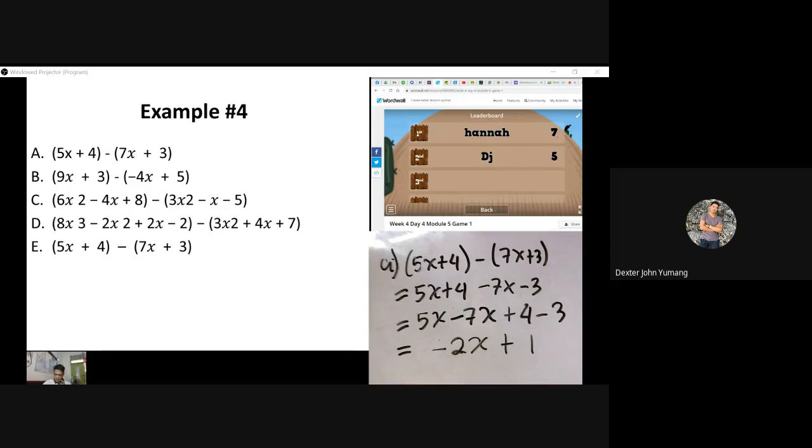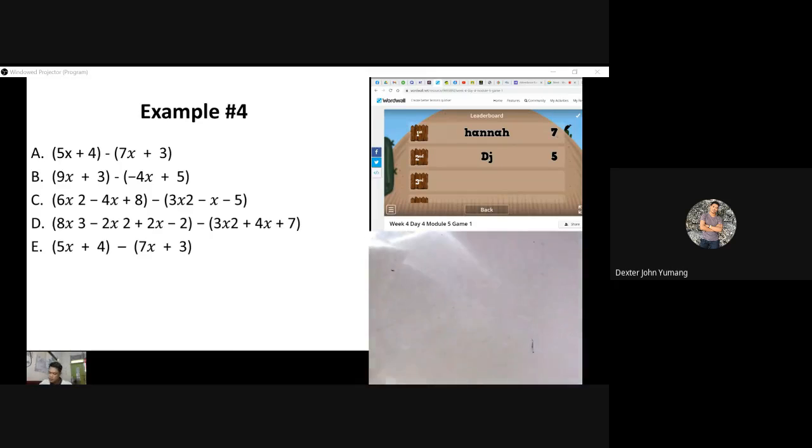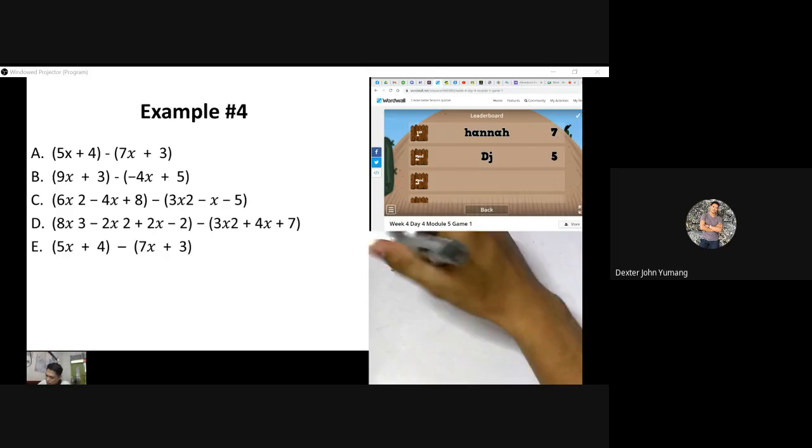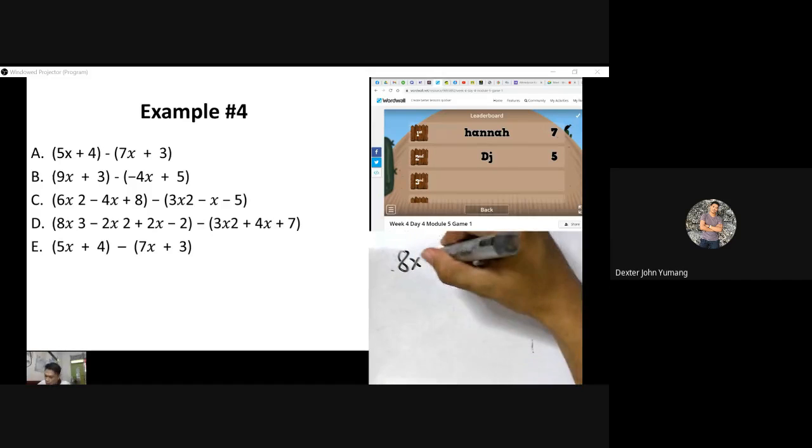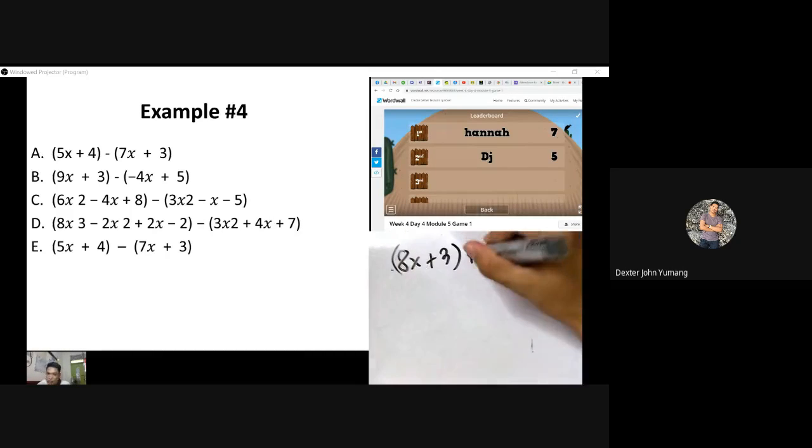Okay, done. Okay, let's proceed now to your turn. Your turn, kayo naman mag-solve. So ito, solve nyo ito. 8x plus 3, combine nyo siya or isubtract nyo siya kay 3x plus 7. Okay, start now.